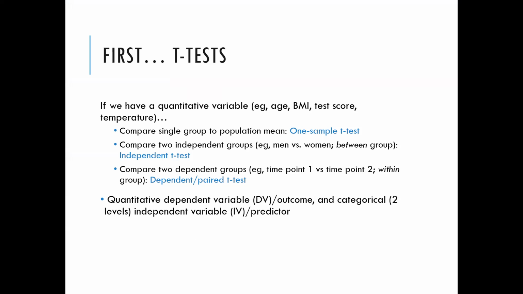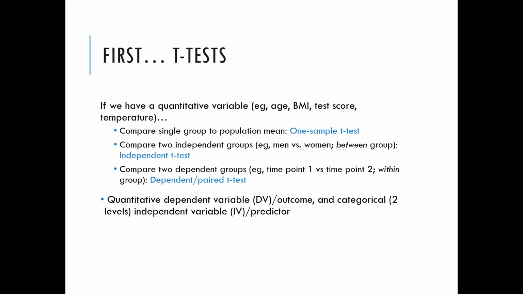More typically, we would have more than one group, right? If we have two independent groups, so they're completely independent, for example men and women, and we're doing a between group comparison, then we would use an independent t-test. If we have two groups that are related, for example a single group of individuals where we measure temperature at time point 1 and time point 2, then we're doing a within group comparison. In that case, we would want a dependent paired t-test, or a paired t-test.